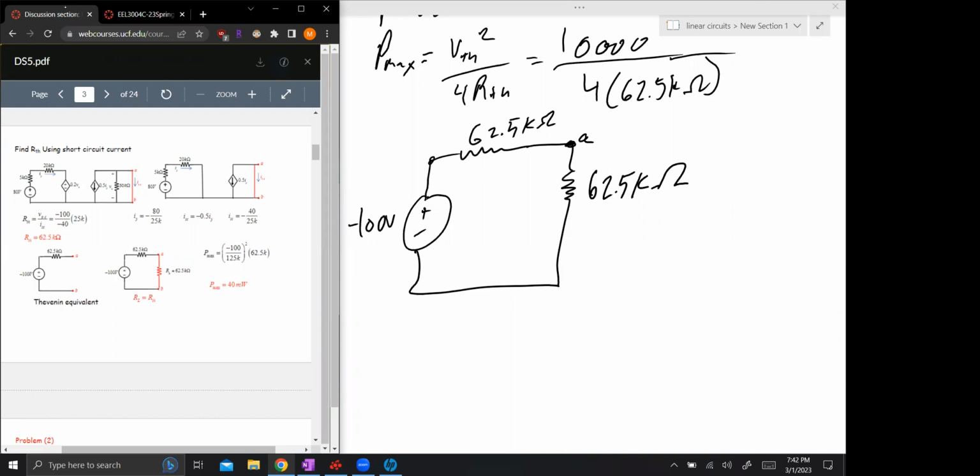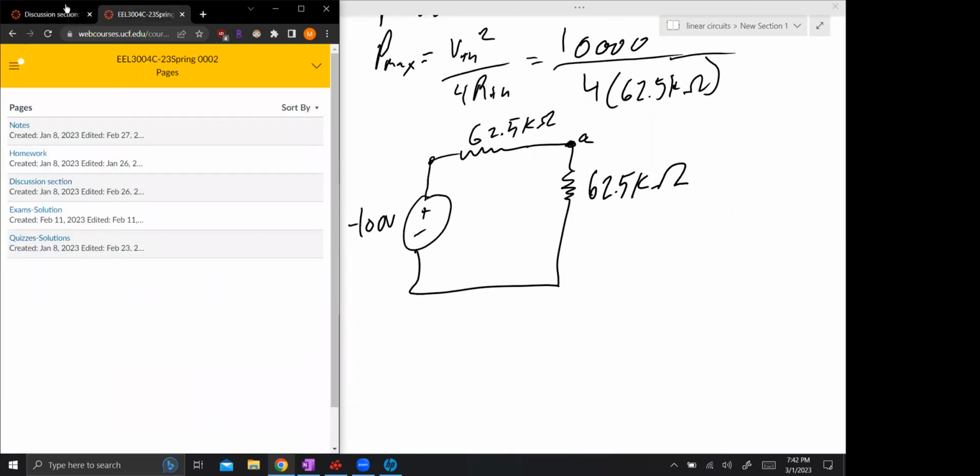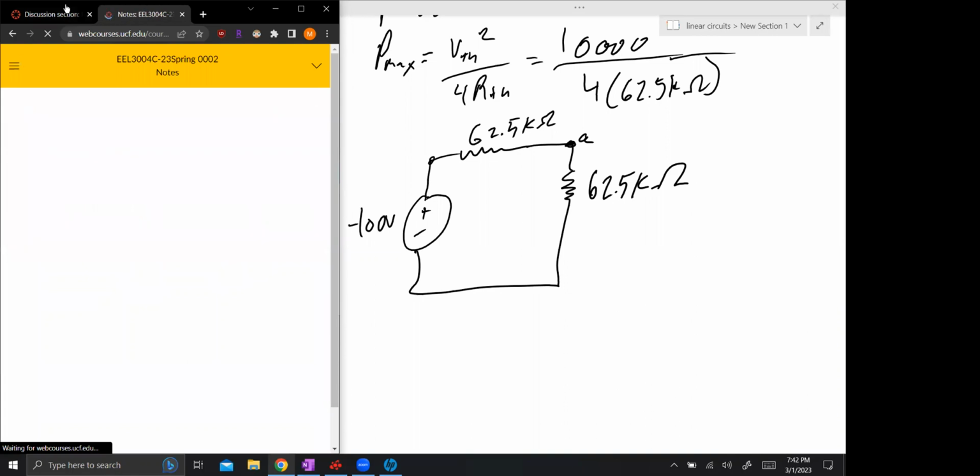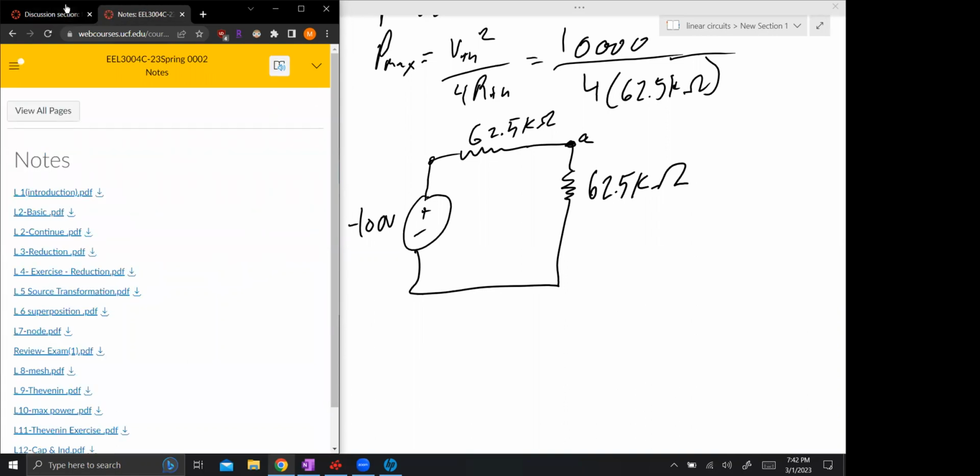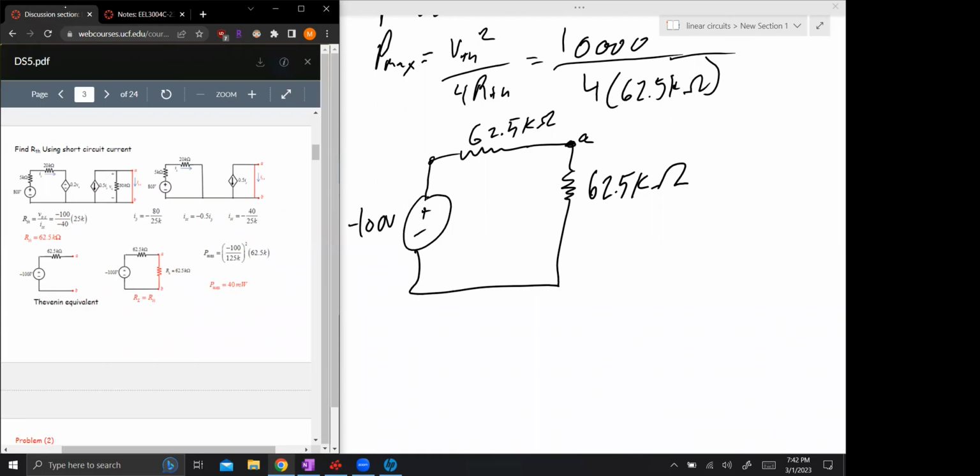So this V is over R. No, that doesn't make sense. Because you're finding the current, yeah, that's the current. So power max is basically just current times resistance, which is why it's I squared times R.